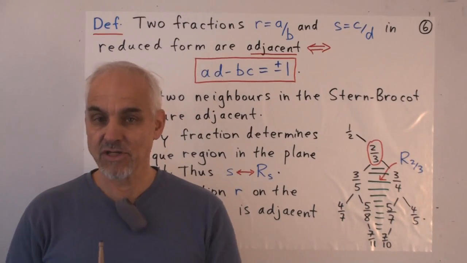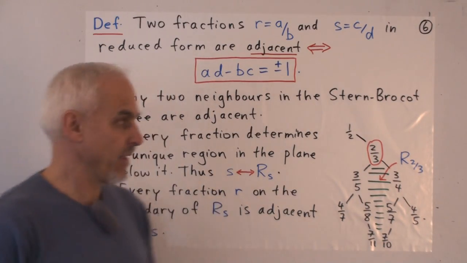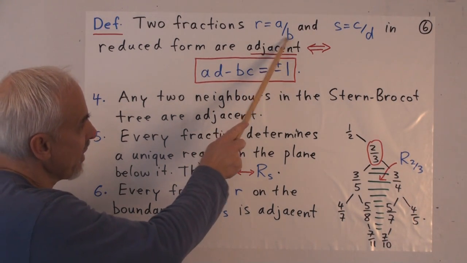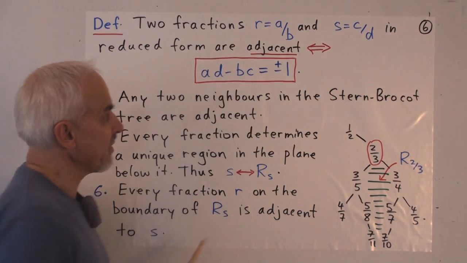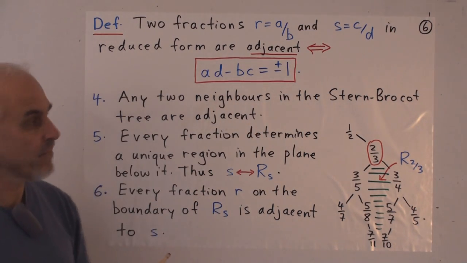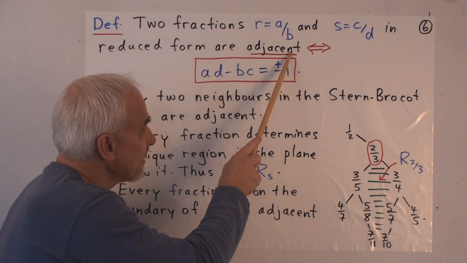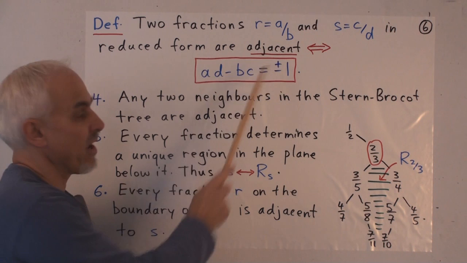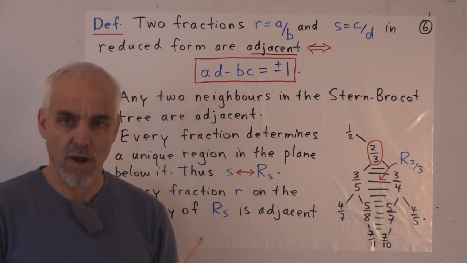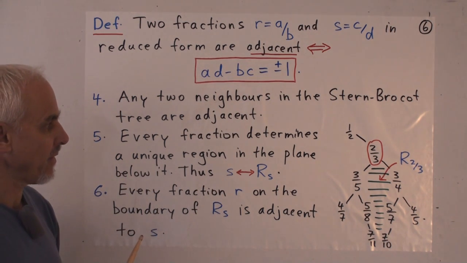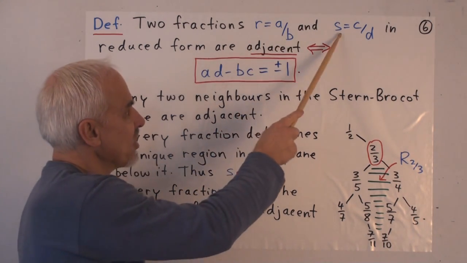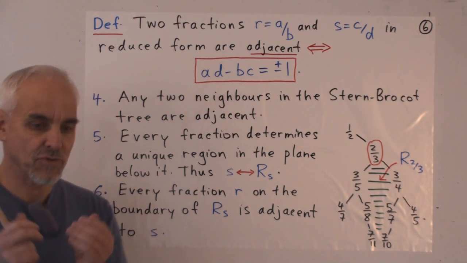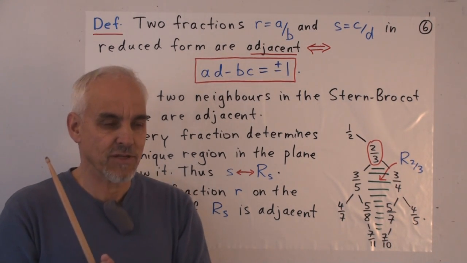For the next few properties, we need a definition. Let us say that two fractions r equals a over b and s equals c over d, in reduced form, are adjacent precisely when ad minus bc equals either plus or minus 1. In that case, we will say that the two fractions r and s are adjacent fractions. So we're introducing an idea of adjacent fractions.